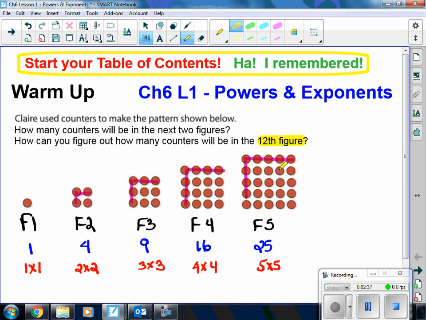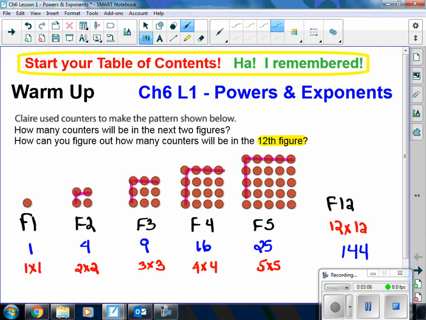So the next question here is how many counters will there be in the 12th figure? So if I'm looking at figure 12, what will I multiply to get the number of counters? 12 times 12. So we're going to multiply 12 times 12, and that will give us 144. Very good. Is everybody clear with that?